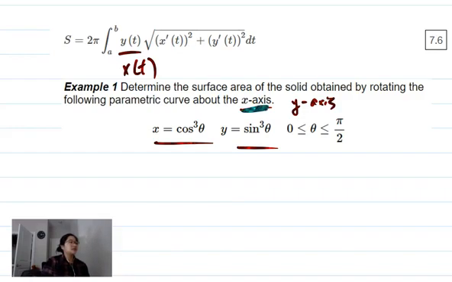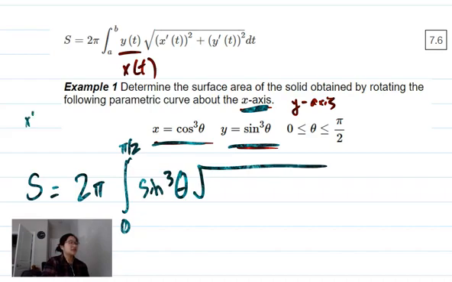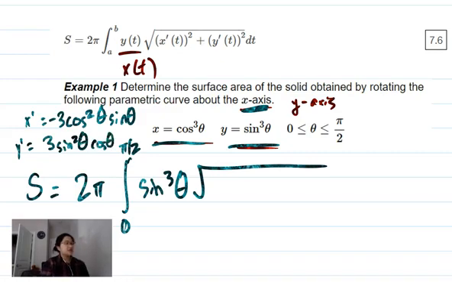So let's do this. We end up with our surface area, which we also call s, that's curious, is 2 pi times our integral from 0 to pi halves of sine cubed theta times root, what is this? X prime is negative 3 cosine squared theta times sine theta, and y prime is 3 sine squared theta times cosine theta because of the chain rule.